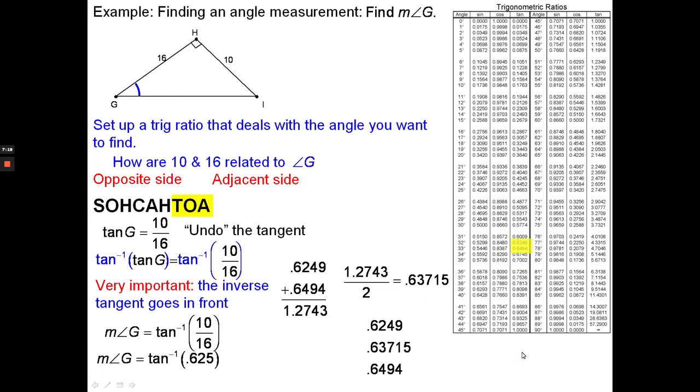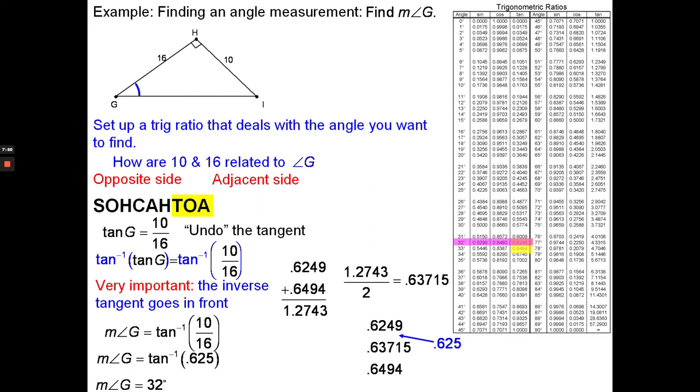Okay, now we want to go back to our 0.625 and figure out where it falls between these numbers. So our 0.625 lands between here. So that means our 0.625 is closest to 0.6249. So we're going to go up to our table and go back across to get the angle that gives us 0.6249. So we have angle G is going to be 32 degrees.